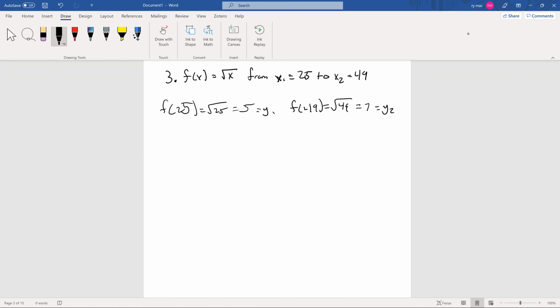So now rate of change is kind of similar to slope. It's just going to be y2 minus y1 over x2 minus x1. That is equal to 7 minus 5 over 49 minus 25. That will equal 2 over 24. That's equal to 1 over 12. There we go. So your average rate of change, which is what it was asking for, would be 1 over 12.